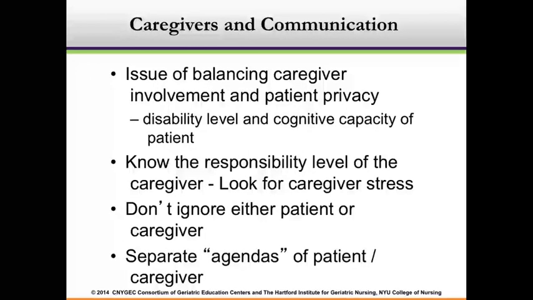Again, we need to talk a little bit about caregivers and communication, because they are often such a central part of older adult care. And there's an issue of balancing the caregiver involvement and patient privacy. And the disability level and the cognitive capacity of the patient will sort of determine how much you can deal directly with the patient and how you have to deal with the caregiver, but make sure that the patient is not excluded. And you also need to know the responsibility level of the caregiver.